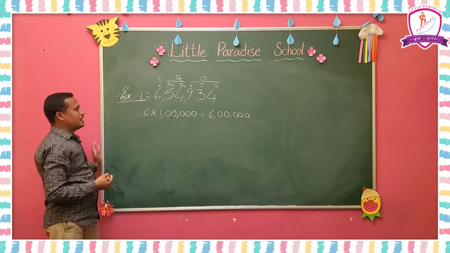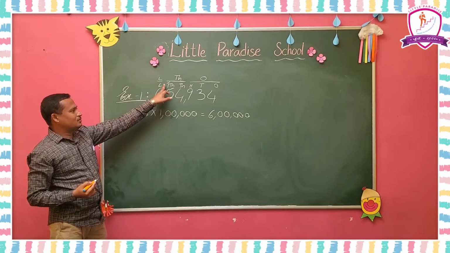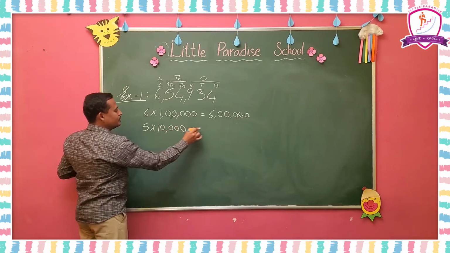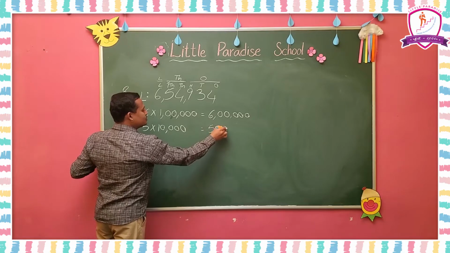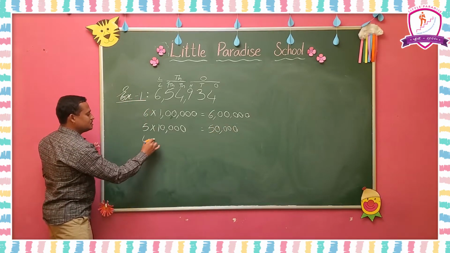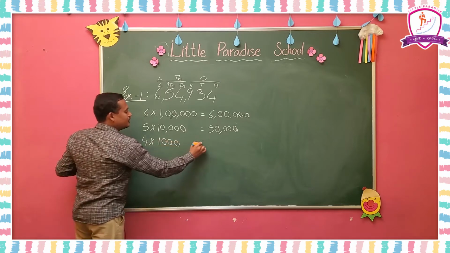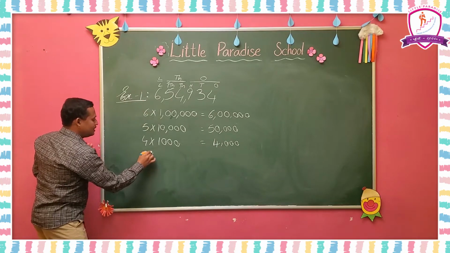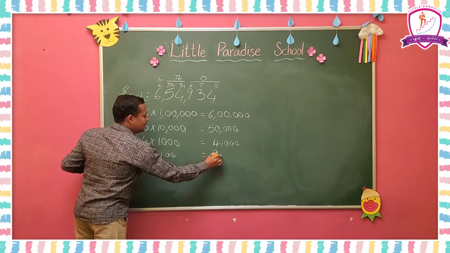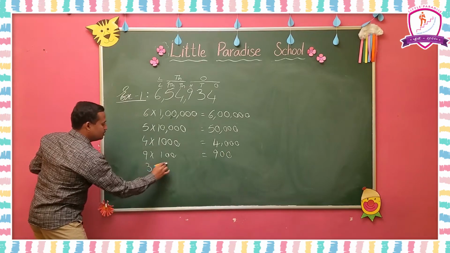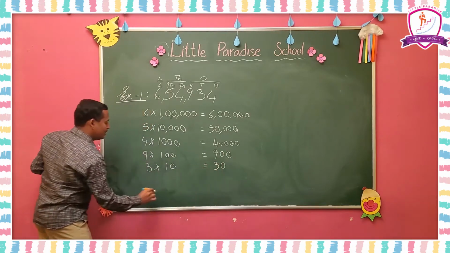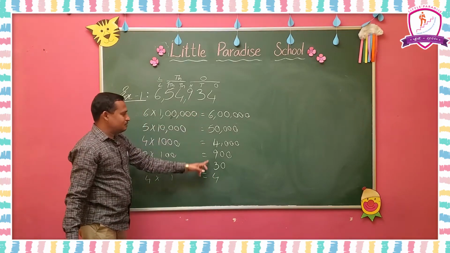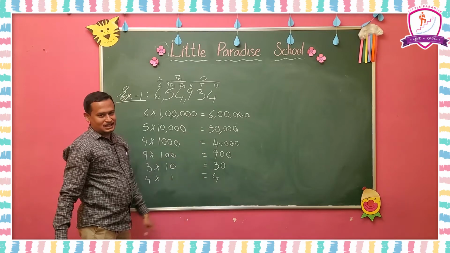And next, what is the place value of 5? What is the place of 5? 10,000's place. So we have to write 5 in 10,000, that means 50,000. So 4 in thousands place, so you have to write 4 into 1,000. It will become 4,000. Next 9 in hundreds, 900. 3 in tens, 3 tens, 30, you have to read like that, and 4 in ones, so you write 4. You have to write these place values using the addition symbol.